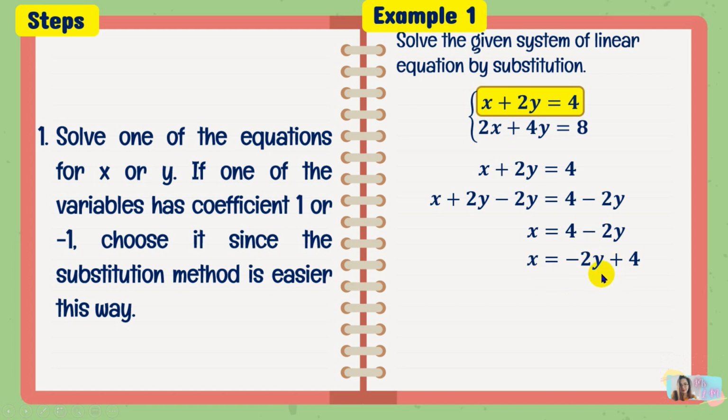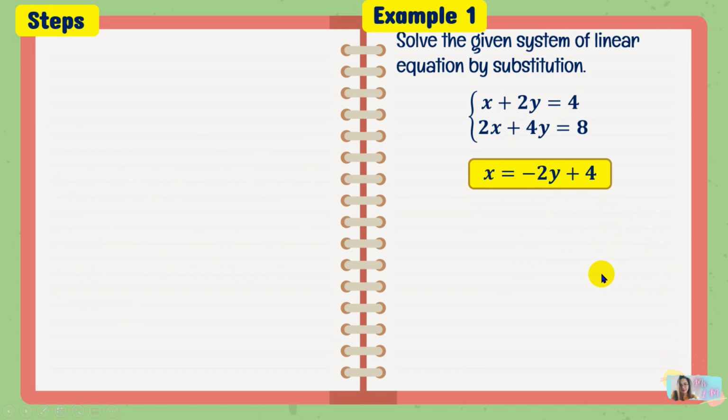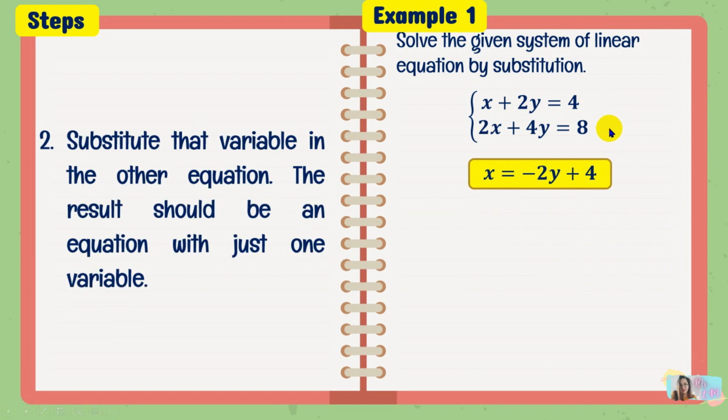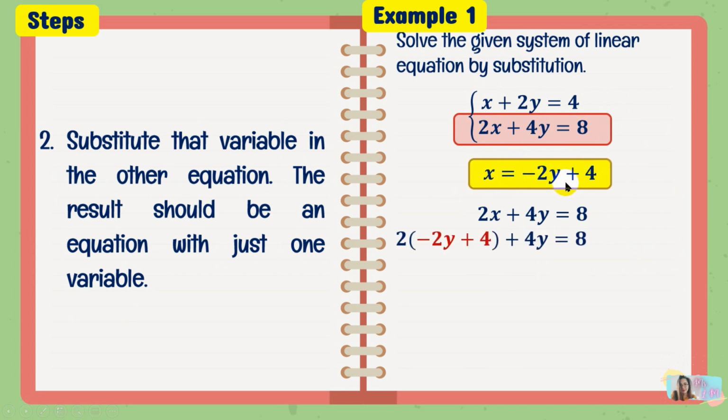Okay? Then from step number 1, let's proceed to step number 2. We have now x is equals to negative 2y plus 4. Nanggaling siya sa equation 1. So, isa-substitute natin siya sa equation number 2, 2x plus 4y is equals to 8. So, dyan natin siya isa-substitute. Ang x daw po ay negative 2y plus 4. Ang ipapalit natin ngayon kay variable x is si negative 2y plus 4. Ito po siya. That's the value of x from our first equation.